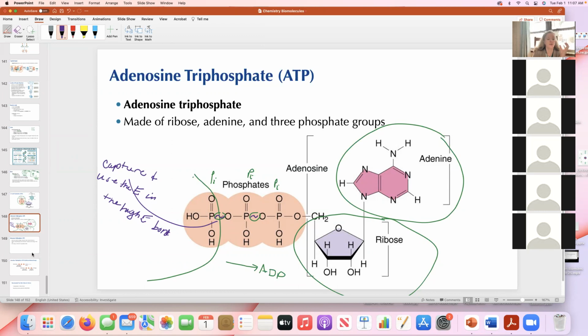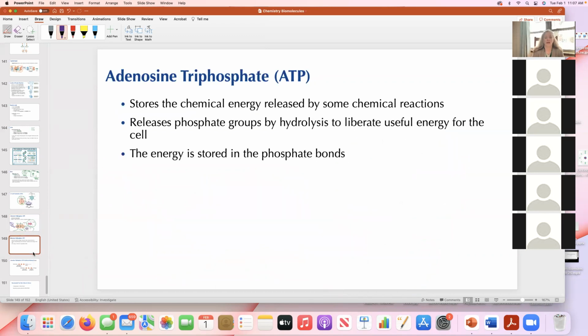Okay. And so you can use that energy to drive reactions that might not otherwise go, that need all that energy being put into it. Typically anabolic reactions, things that you want to build up in your body and you need all that energy put into it. All right, so let's talk about that, ATP. So ATP stores chemical energy that has been released by other chemical reactions. And when we release the phosphate groups by hydrolyzing them, we liberate useful energy for the cell to use.